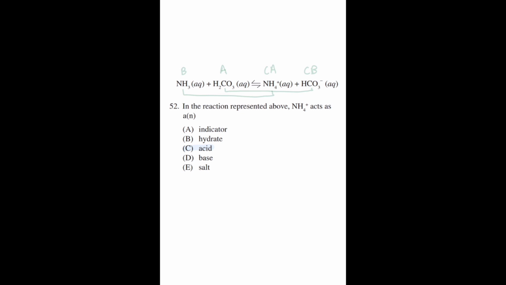This question comes from the SAT chemistry subject test. We're given a reaction above and asked what NH4 plus acts as, and we're given 5 options. So first we need to identify what type of reaction we have, and we can see we have an acid-base reaction. So the ammonia, of course, acts as a base, and the carbonic acid acts as an acid. Once we get to the other side of the reaction, we have our conjugate base and conjugate acid. So in this case, going from the base, we have our conjugate acid, and going from the acid, we have our conjugate base. So NH4 plus will act as an acid.